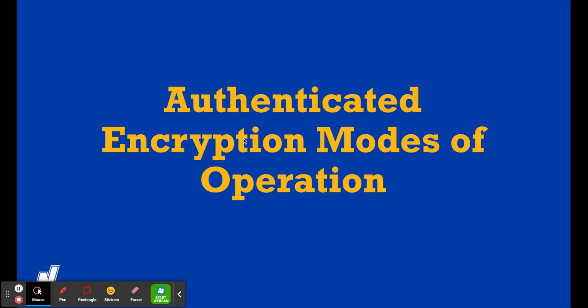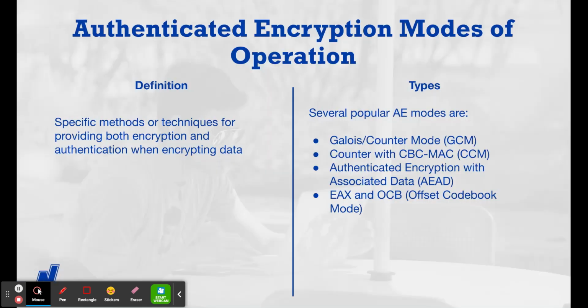Okay, now let's get into authenticated encryption modes of operation. For this one, the definition is the specific methods and techniques for providing both encryption and authentication when encrypting data. As we hear, we have multiple different types that we're going to run into now. We have the GCM, we have the CCM, we have the AEAD that we talked about earlier, and then we have the offset codebook mode.